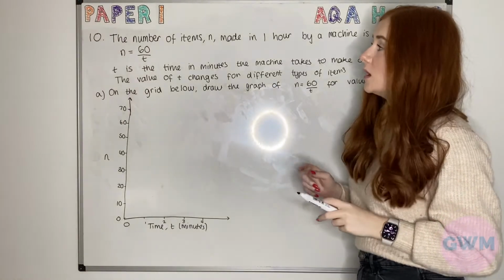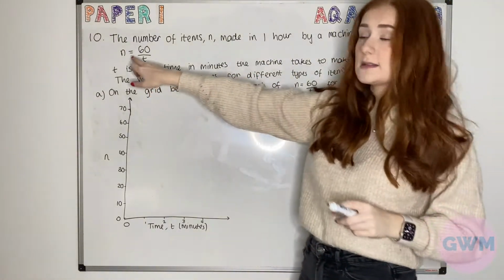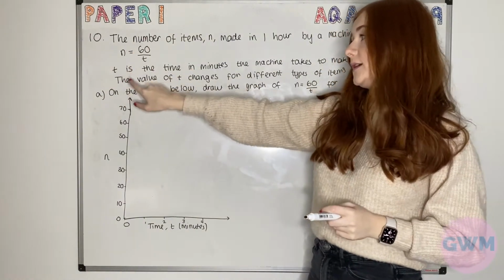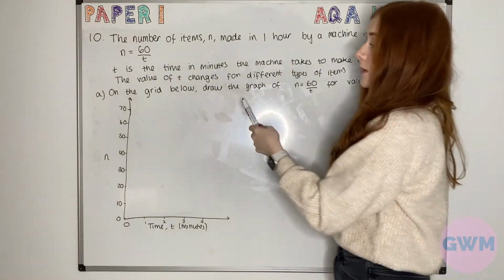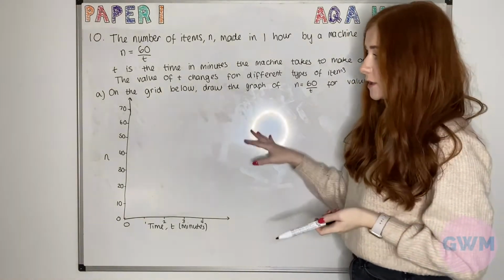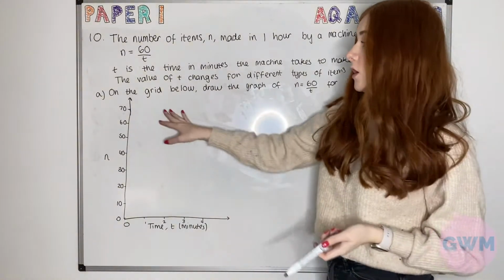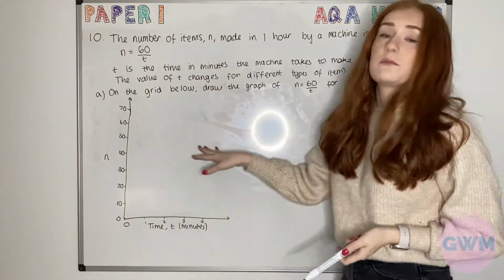Question 10. It says the number of items made in 1 hour by a machine is given by this equation, n equals 60 over t, with t being the time in minutes that the machine takes to make one item, and note that the value of t changes for different types of items. Now the first part of this question, 10a, gives us a grid. Obviously yours will be much prettier and this will be brilliant on the paper, but I've just drawn it out here.